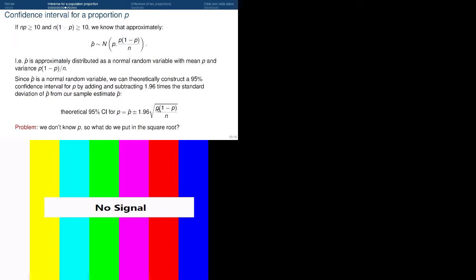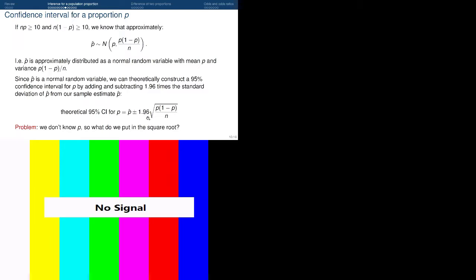So for a 95% confidence interval, the Z star value is 1.96. Often people just use 2 based on the empirical rule, but the Z star value is closer to 1.96.